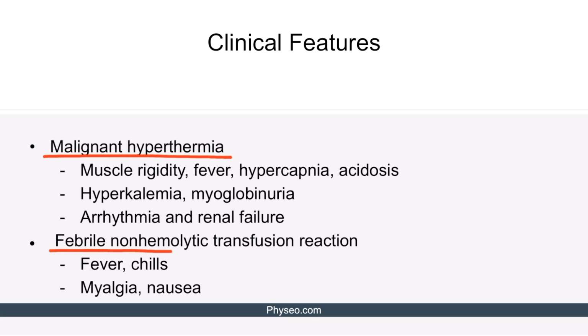And febrile non-hemolytic transfusion reaction results in fevers, chills, myalgia, and nausea. And all of these clinical findings could be explained by the inflammation that ensues due to the presence of the antibodies in the patient's serum that are directed against the donor white blood cells, and then of course the accumulation of cytokines stored in that blood.